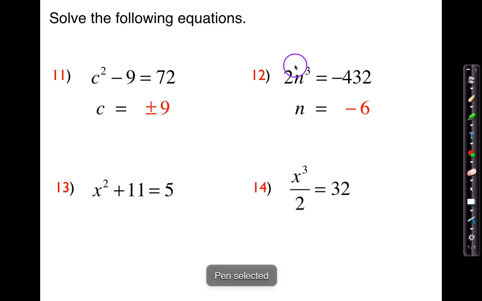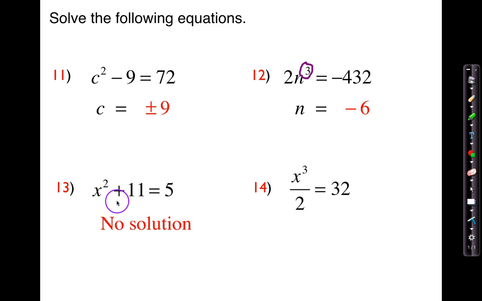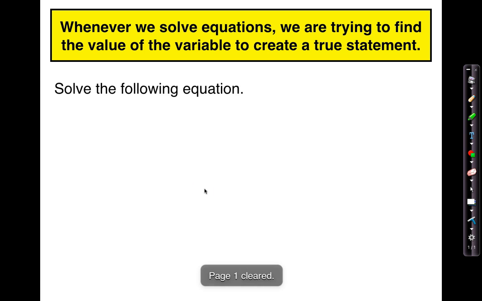So again, we're taking the cube root of a number, there's only one answer. Number 13, the answer is no solution. You'd be taking the square root of a negative 6. And for now, we can't take the square root of negative numbers. Number 14, the answer is 4. Okay, so yet again, whenever you end up taking the cube root of a number, you should only have one type. When you take the square root of an answer, you will generally either have 2 solutions or no solution at all. Okay, so let's move on.